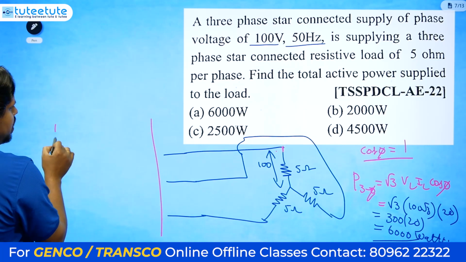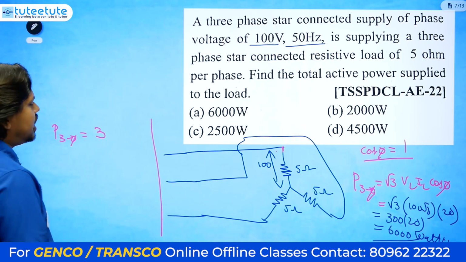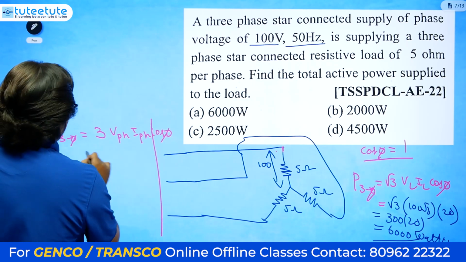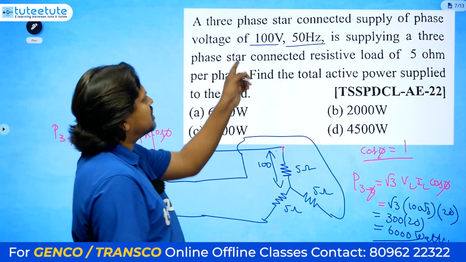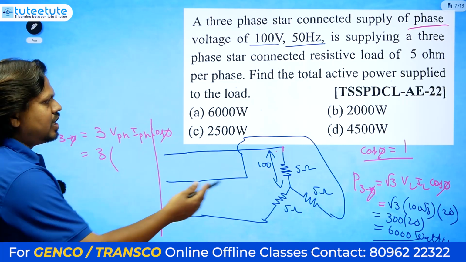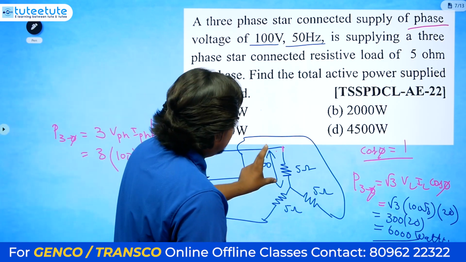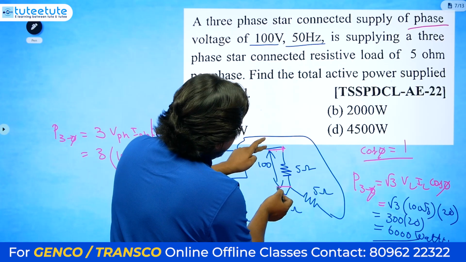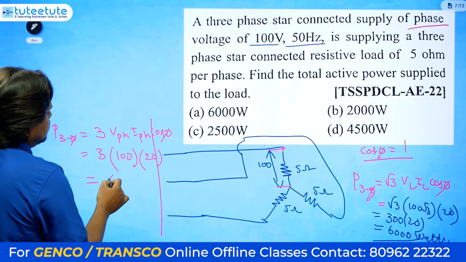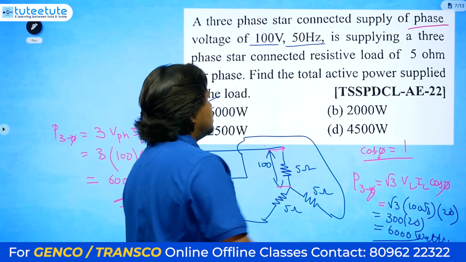Actually, we can calculate the 3 phase active power using the phase calculations: 3 into V phase, I phase, cos phi. So what is the phase voltage? They have given the phase voltage. Here I understood it as a line voltage, that's why I did it like that. So here it is 100 into I phase. What is the phase current? In this phase, the voltage is 100 and the resistance is 5, so 100 divided by 5 is nothing but 20. Like this we get 6000 watts or 6 kilowatts. So the answer for this is option A.